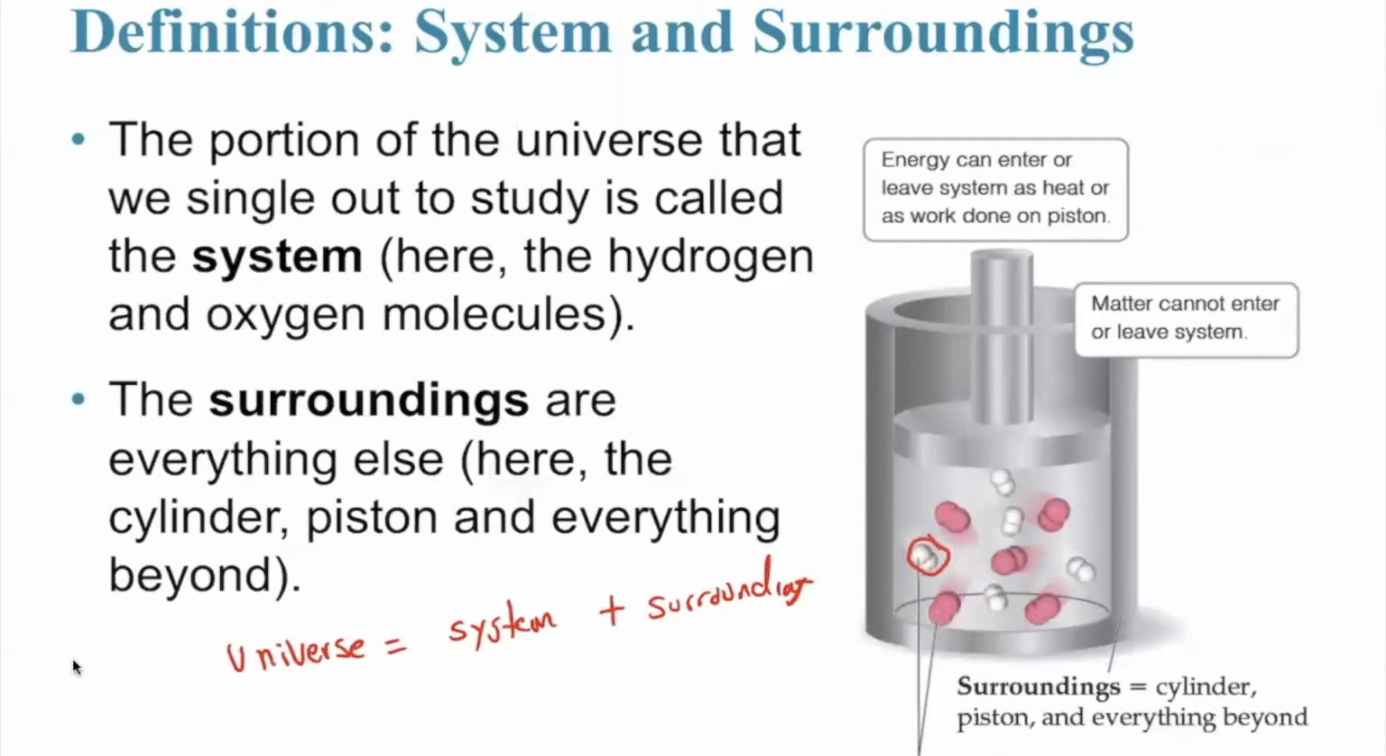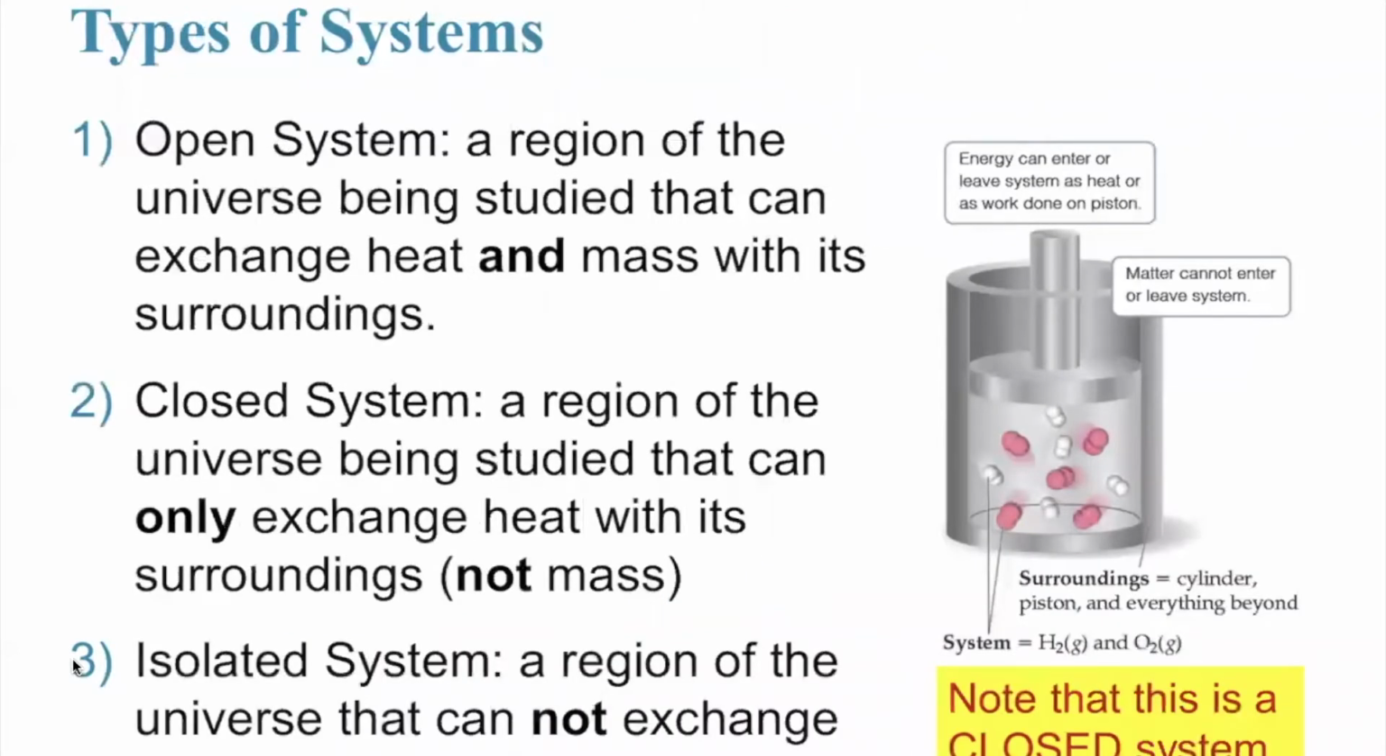Now we have three types of systems that we want to go over. First, we have the open system, in which matter and energy can be exchanged with the surroundings. An example would be an uncovered pot of boiling water on the stove. That is considered an open system.